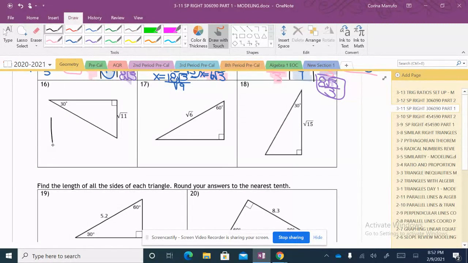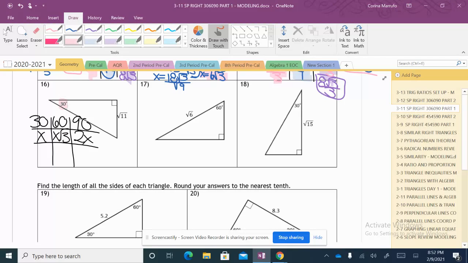Okay, let's set up our table. 30, 60, 90. x, x times the square root of 3, and 2 times x. And then we identify what information they give us. So across the 30, they give us this side, which is the square root of 11. Okay, so that's what goes here. So that means that x is the square root of 11.